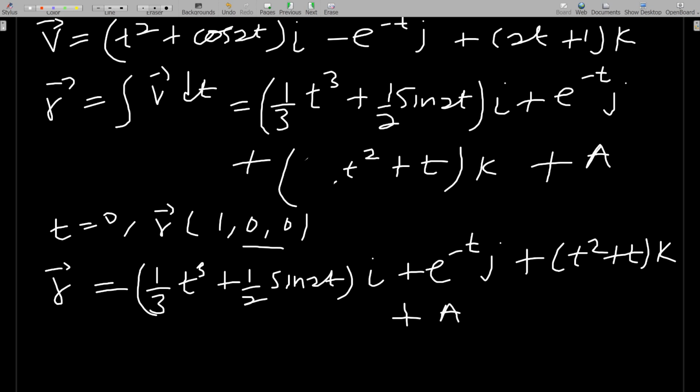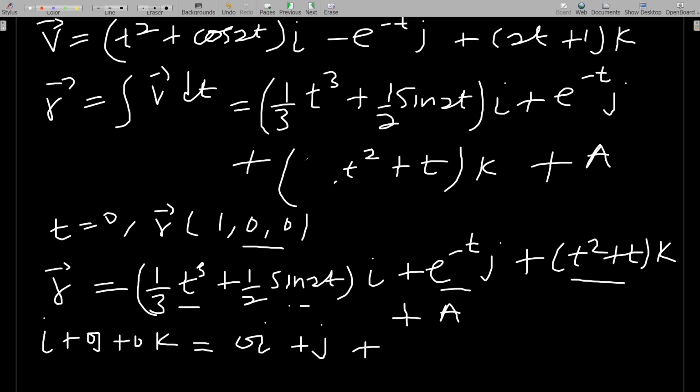So at time t equals 0, I have to put 0 in place of t wherever I see t in this, then equate it to (1, 0, 0). And (1, 0, 0) is the same as i plus 0j plus 0k. When I put 0 in place of t here, I'll get 0, and here I'll get 0. So I'll get 0i. And putting 0 in place of t here, I'll get plus j, since e to the power 0 gives me 1. And the k part here will give me 0, plus a.